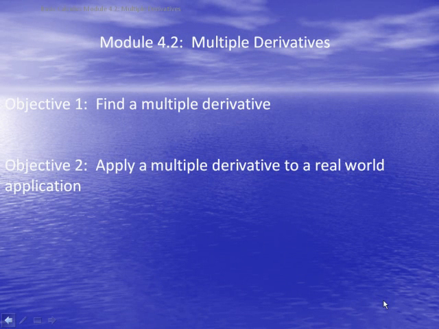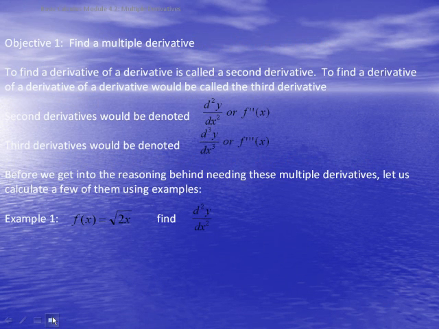Module 4.2, Multiple Derivatives. Objective 1, find a multiple derivative. And Objective 2, apply a multiple derivative to a real-world application. Objective 1, find a multiple derivative.